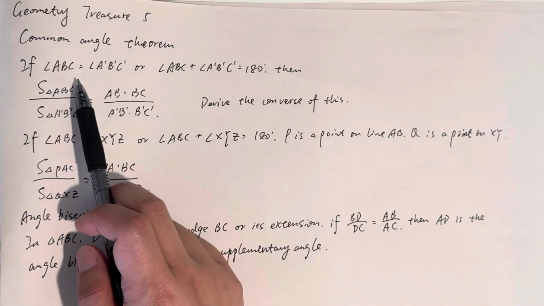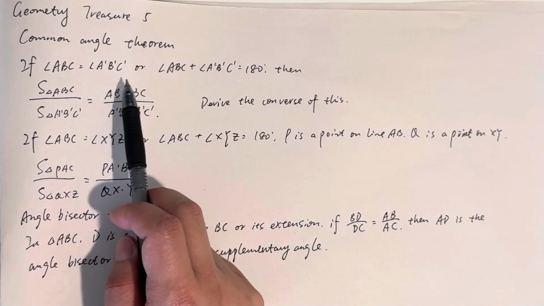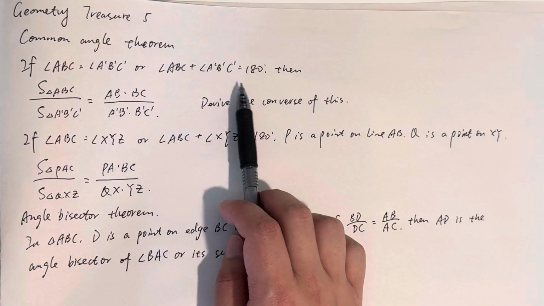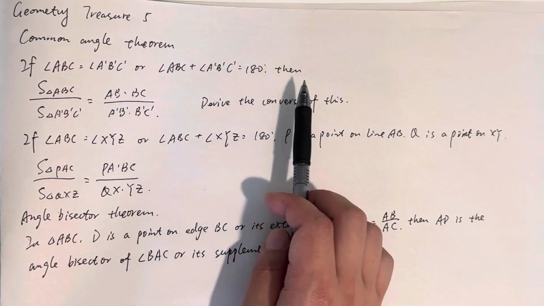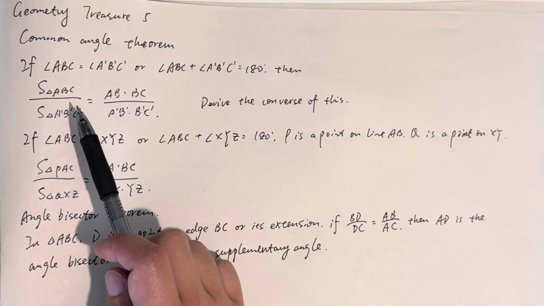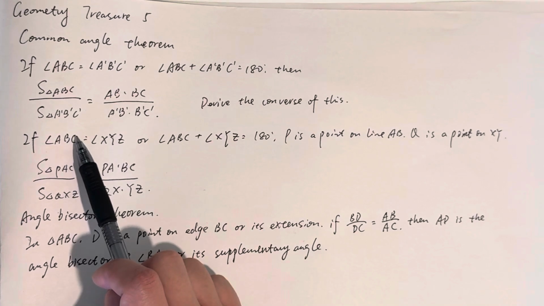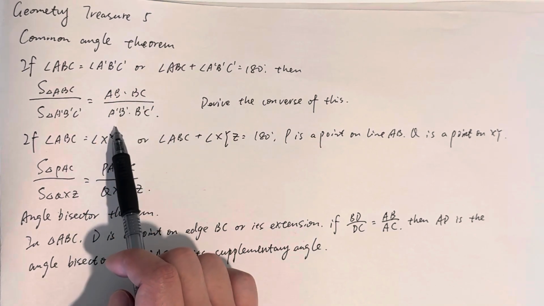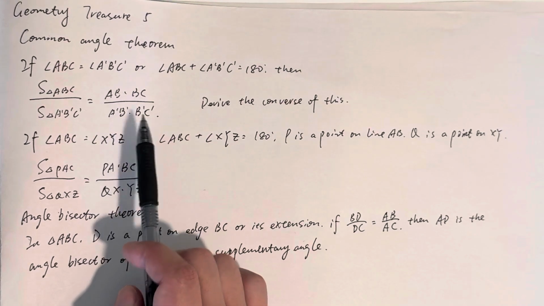If angle ABC equals angle A prime B prime C prime, or angle ABC plus angle A prime B prime C prime equals 180 degrees, then the area of triangle ABC to the area of triangle A prime B prime C prime equals AB times BC to A prime B prime times B prime C prime.